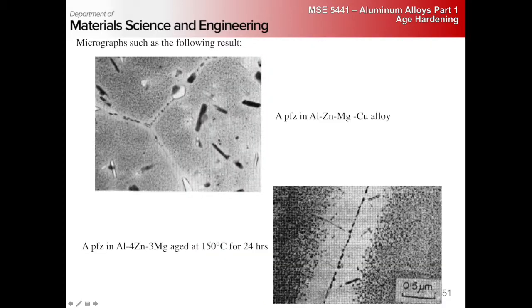And we see this here. This is aluminum zinc mag, and we can see the very large precipitate free zone with these fairly coarse particles attached to the grain boundary.